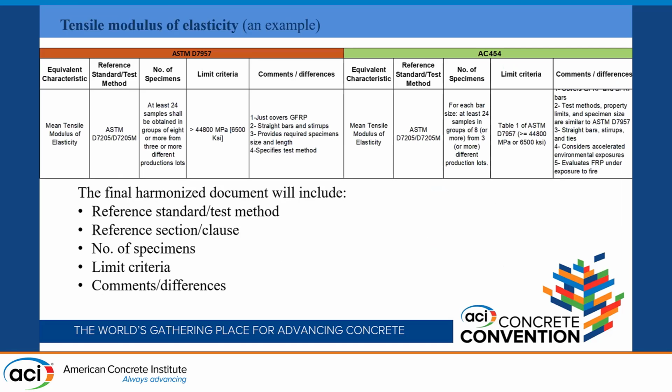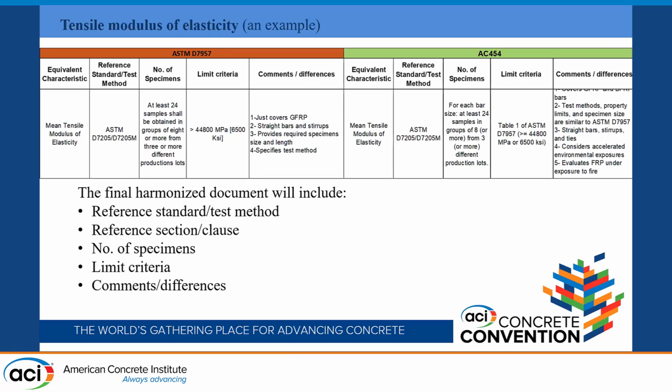Here, because the entire document is too large, I cannot put it in the presentation. I just tried to hide some of the columns and rows, and focus on an example, the tensile modulus of elasticity in all these 6 documents. Okay, the first one is the ASTM D7957, for example, in comparison with the AC454. They are almost the same, because the acceptance criteria refer you to the ASTM. So most of the stuff is the same.